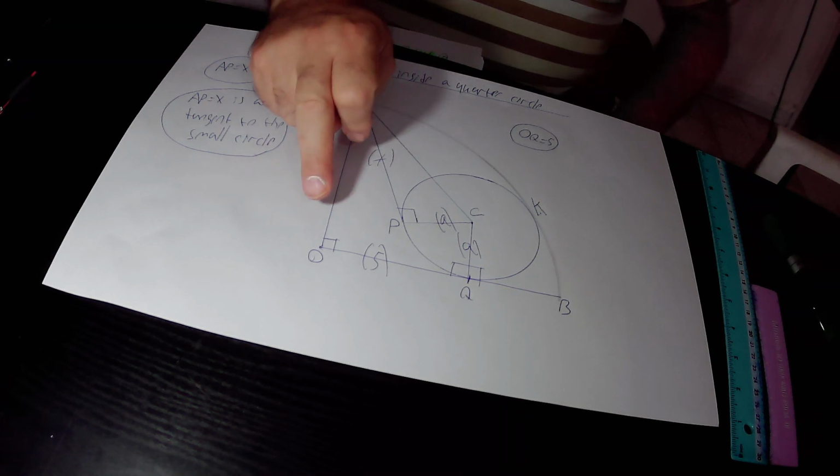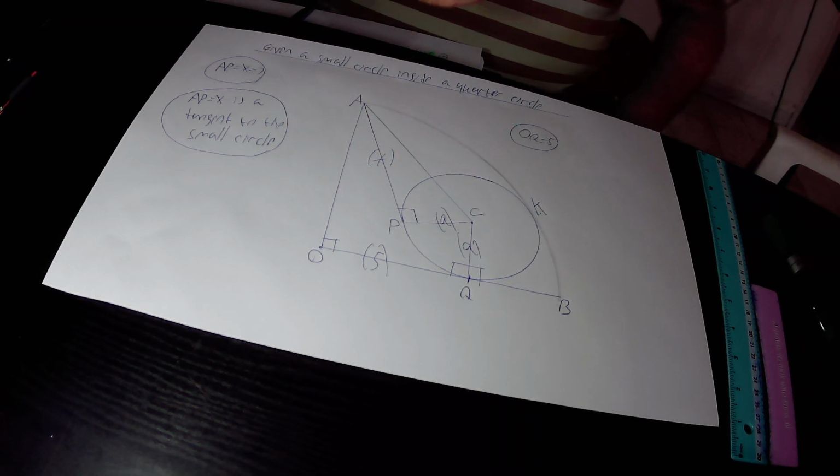So we join points O and C together by a straight line, and according to rule 9, the straight line OC must pass through point K, that is their touching point.